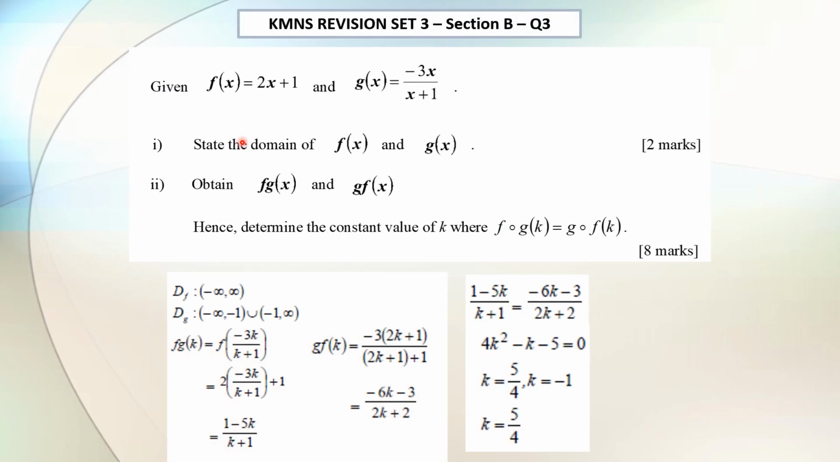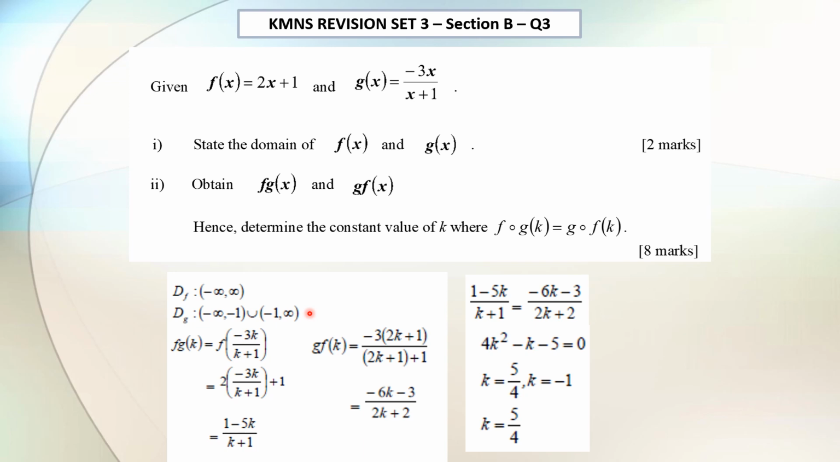In the next set, set 3, question 3, it asks you to state the domain of f(x) and g(x). So this is very easy since f is just a polynomial, so its domain is negative infinity to infinity, and for g(x) here we have a rational function. We just see the denominator, x cannot equal -1, so that's why the domain is negative infinity to -1 union -1 to infinity, which you cannot be wrong for a question like this because it's very easy.